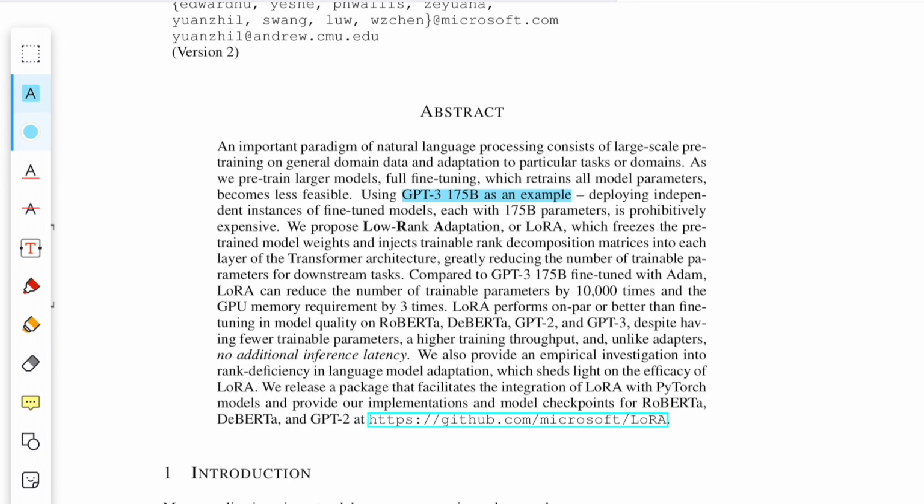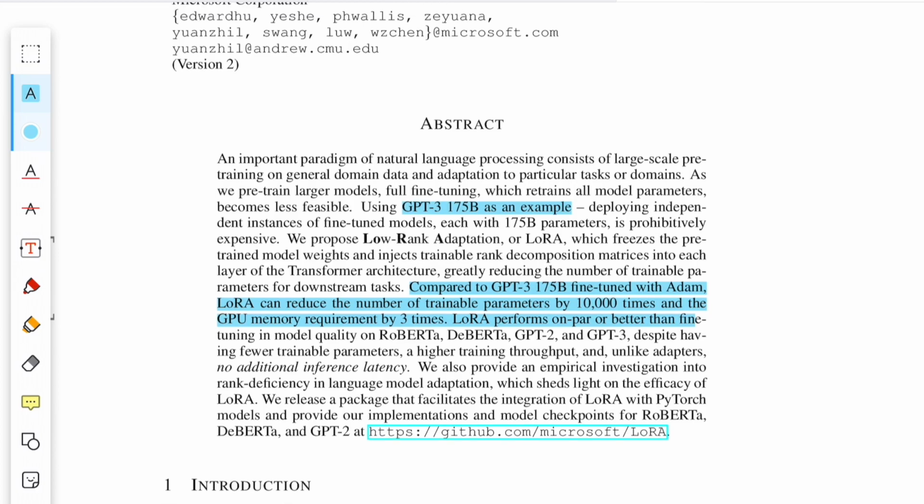The author said, compared to GPT-3 fine-tuned with Adam, LoRA can reduce the number of trainable parameters by 100 times and the GPU memory requirement by 3 times. So the algorithm reduces the trainable parameters. When we use fewer trainable parameters, that means we can save more GPU memory and computing cost. If you are interested in this paper, you can go to GitHub and see the source code.